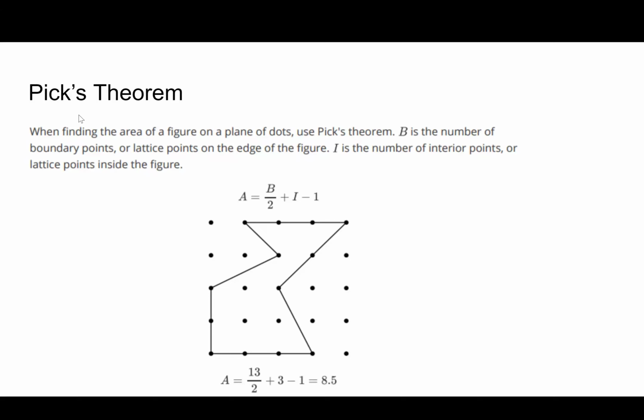Basically, when you're trying to find the area of a figure on a plane of dots, you can use Pick's theorem if you want. To use this theorem, we count the number of boundary points, which is denoted by B, and I, which is the number of interior points, the lattice points that lie inside the figure. If you look at this example here, clearly B is equal to 13.